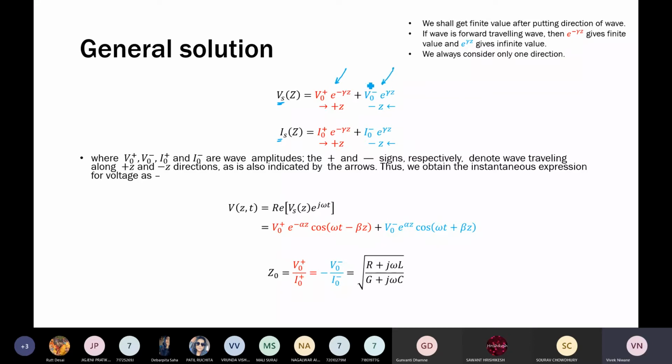One is red and one is blue, and we have written something over here, plus z, plus z. To understand this equation, what do you mean by this arrow plus z and minus z? Let us read now. We shall get a finite value after putting the direction of a value. That means we should get finite values of Vs and Is, the currents and voltages at the source side. We should not get an infinite value.